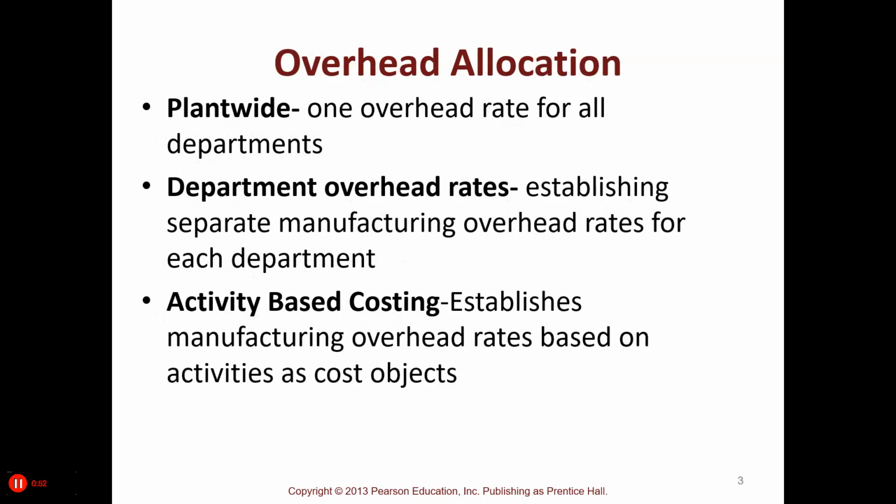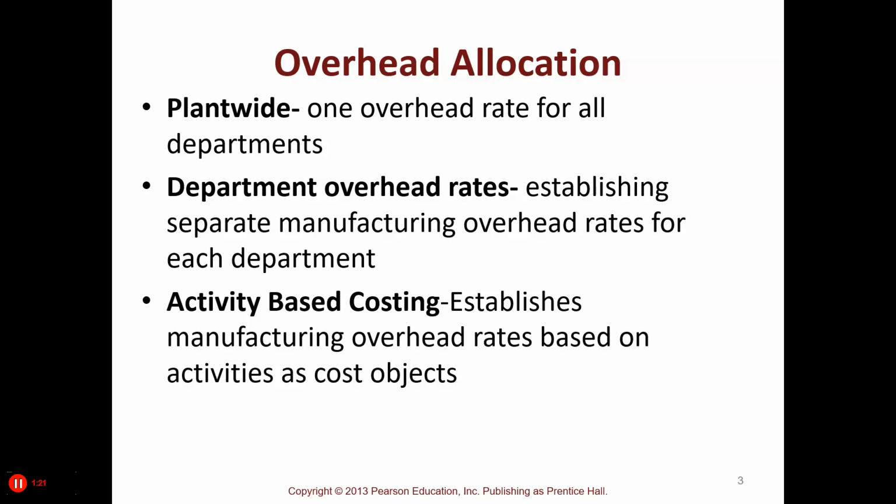Now, plant-wide is you just take the total overhead costs and come up with one rate, and it applies to all the departments. For department overhead rates, we would have separate overhead rates for each department. So if you had a machine shop and then a polishing shop, they would each have their own overhead. And the last method we'll look at, which is a new method, is called ABC costing.